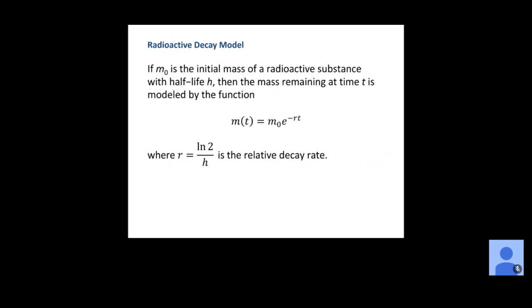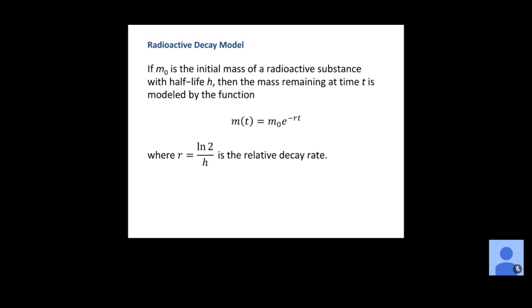All right, now radioactive decay. So everything we've looked at so far has been growth. Now we're going to look at what something is decaying instead. So if M sub 0 is the initial mass of a radioactive substance with a half-life of h, the mass remaining at time t is modeled by the function M of t equals M sub 0 times e to the negative rt. So notice here now our rate is negative because it's decaying instead of growing. That's really the only difference in our previous formula and the one we have now.